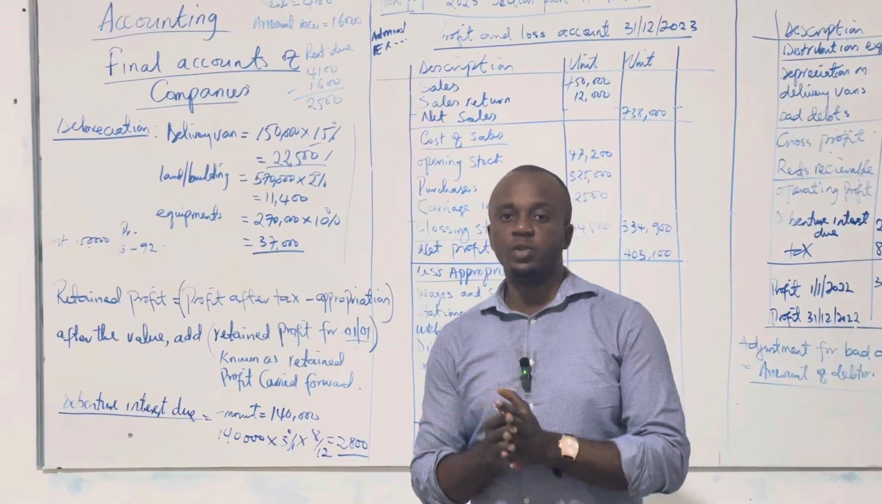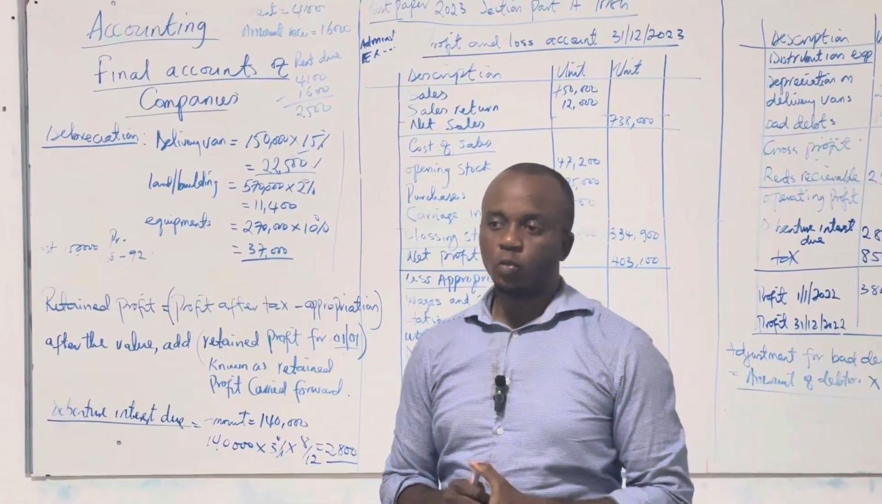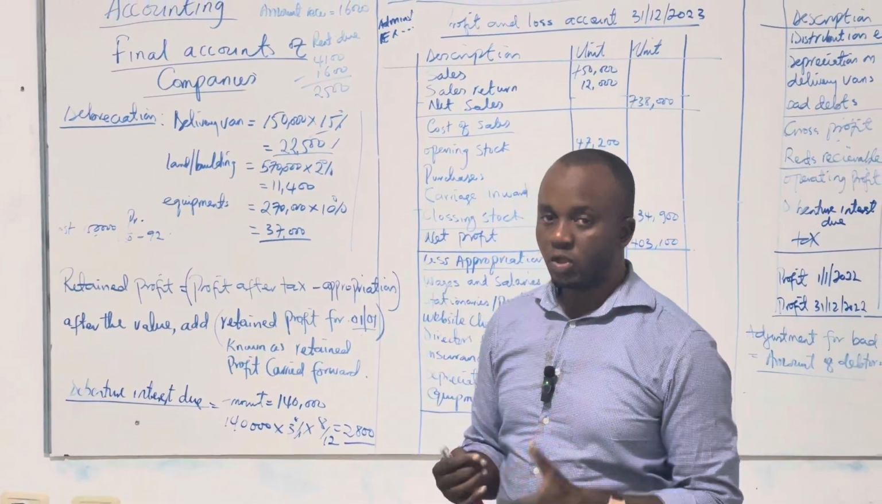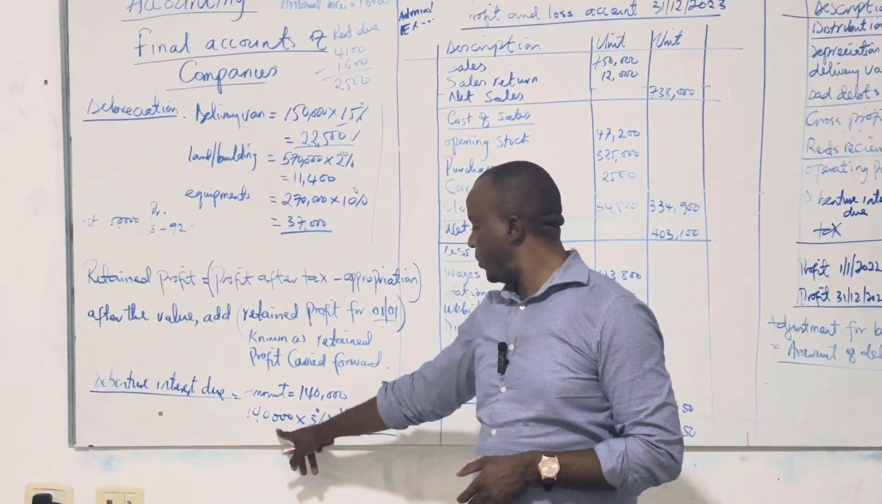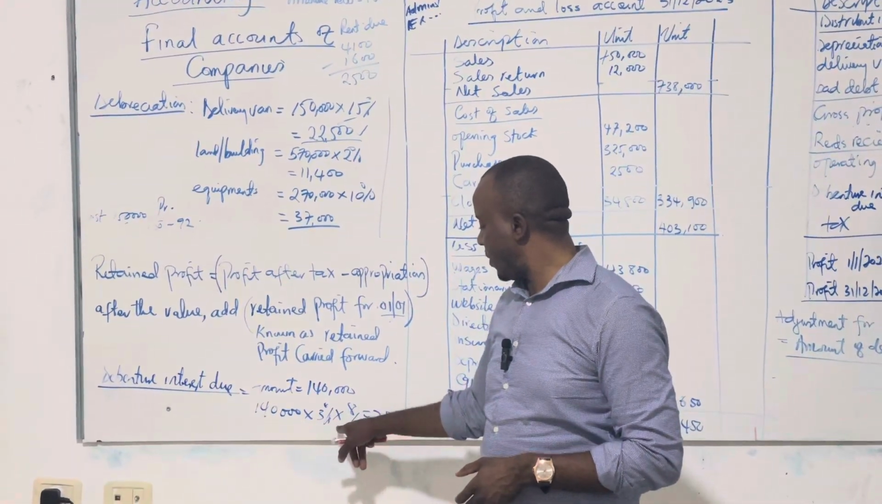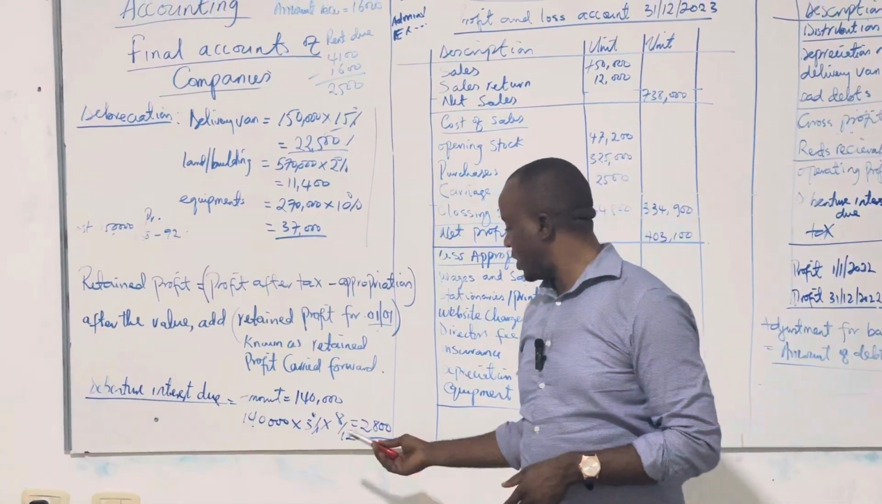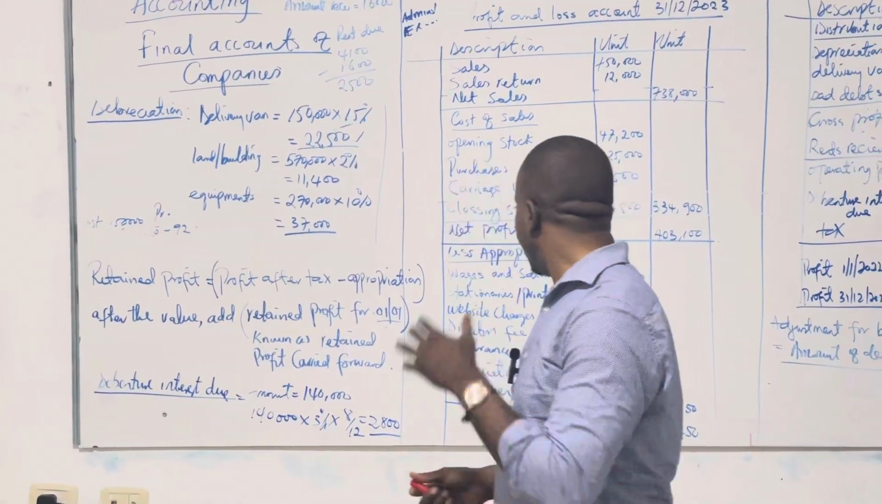The accounting principle states that we start calculating from the last day that it was paid. So when you take May, June, July, August, September, October, November, December, it shows that the period was 8 months. So you take the amount times the percentage times the period. When you do that, it gives us 2,800. So this is the amount of debenture interest due by the company.